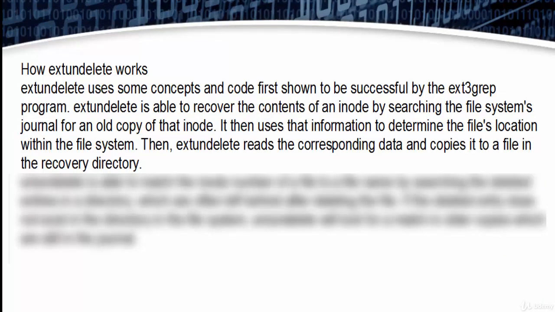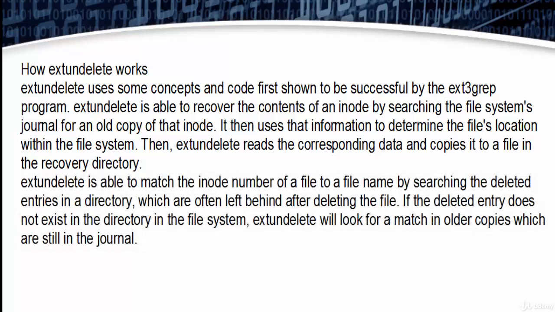How does Extundelete work? Extundelete uses some concepts and code first shown to be successful by the ext3grep program. Extundelete is able to recover the contents of an inode by searching the file system's journal for an old copy of that inode. It then uses that information to determine the file's location within the file system. Then Extundelete reads the corresponding data and copies it to a file in the recovery directory.